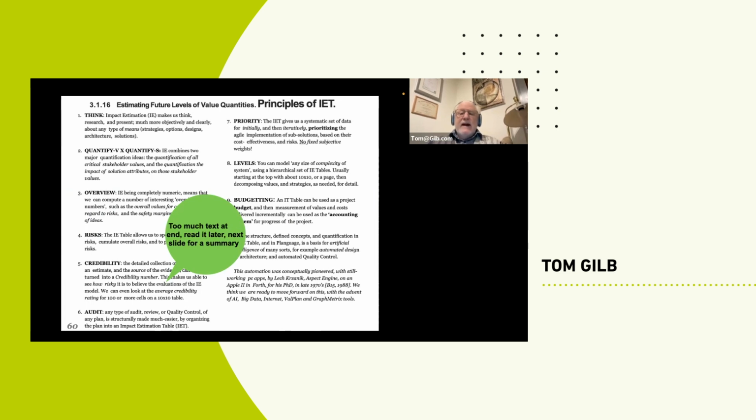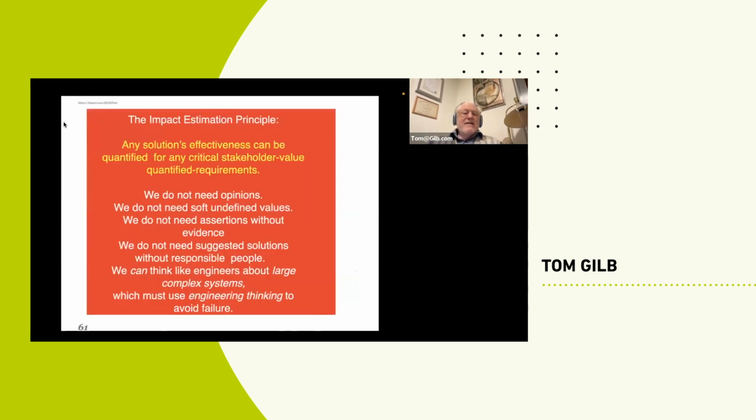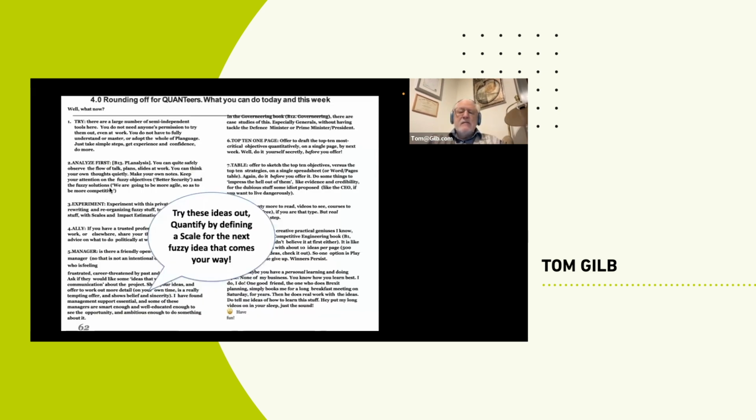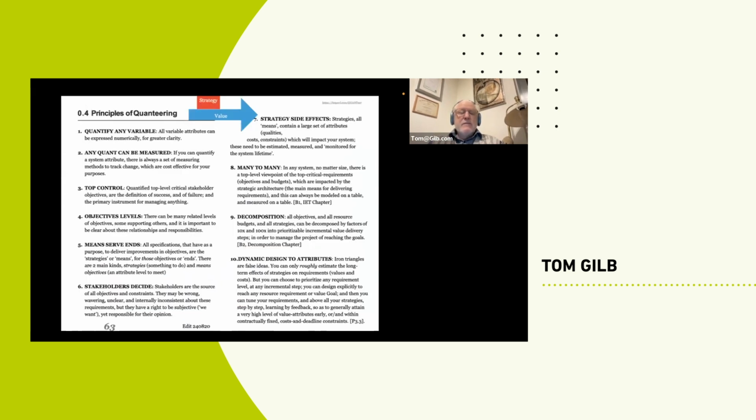Here are the principles again. Any solution's effectiveness can be quantified for any critical stakeholder value, meaning all qualities. And so when we're talking about architecture, strategies, and solutions, we ought to consider going the impact estimation route to put our case and to force people to think systematically and rationally. So that's it. End of talk.